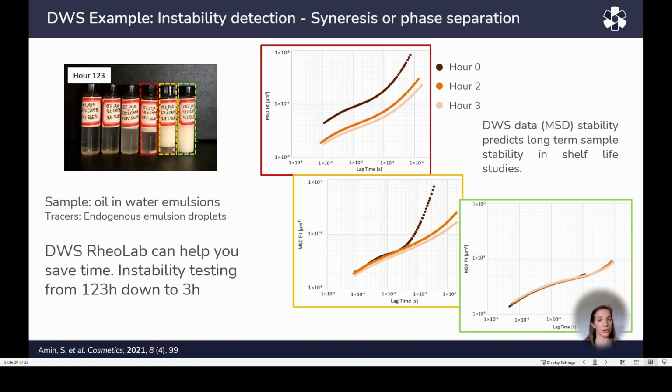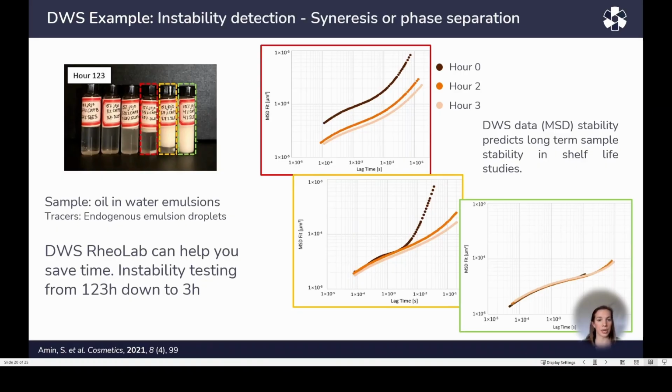With this study on a cosmetic formulation performed by Amin and colleagues, I would like to show how the visual test of usually 123 hours was reduced to only 3 hours using the DWS technology. Even though it is a cosmetic formulation, the principle is equally applicable to food emulsions. The onset of phase separation will affect the particle motion.